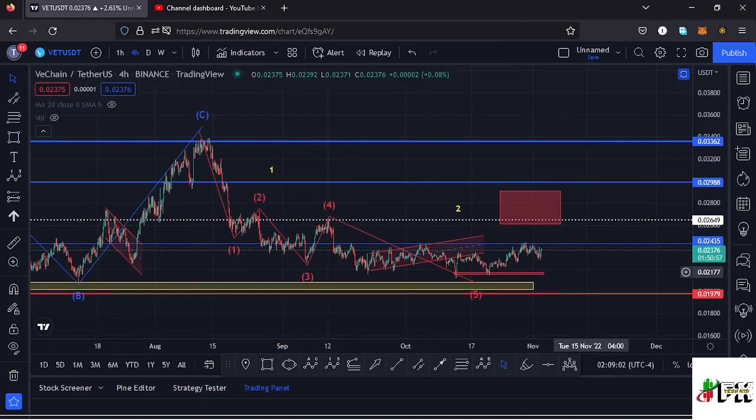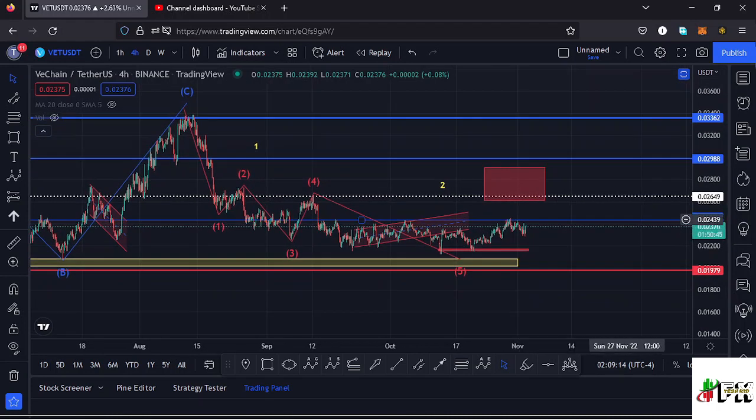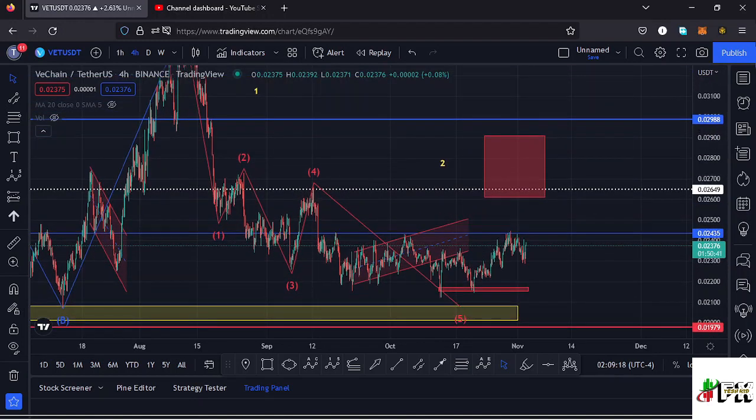So that is the minimum that I'm expecting this bounce to the upper side to take us into, and for that to also play out, I expect us to manage to break above the key area of resistance at around the $0.024 mark. And there are key chart patterns that we have information over here which are supporting that movement to the upper side.